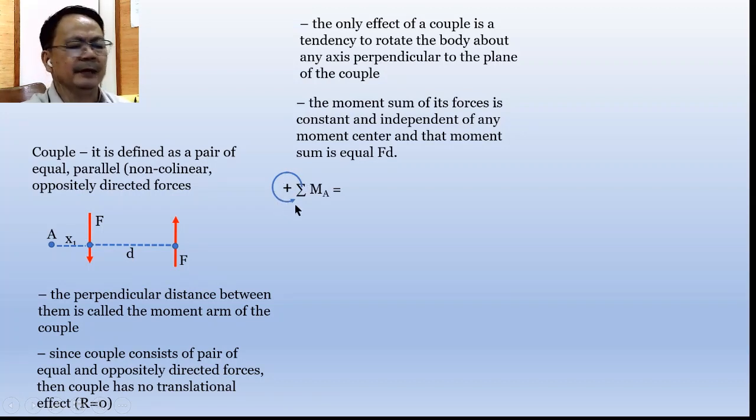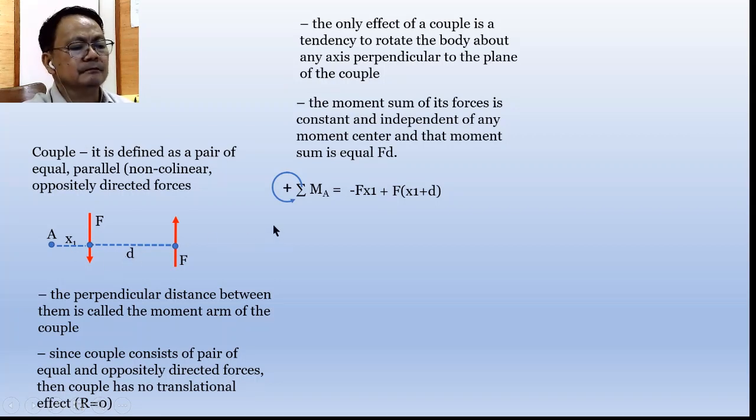Then we shall have a moment summation where the moment due to this F will be negative because it will produce a clockwise moment, and that is equal to the product of the force multiplied by the perpendicular distance of that force from point A. This other force will create a counterclockwise moment about A, and therefore the moment produced will be positive, equal to plus F multiplied by the moment arm, which is the sum of x sub 1 plus d. This is x sub 1 plus d.